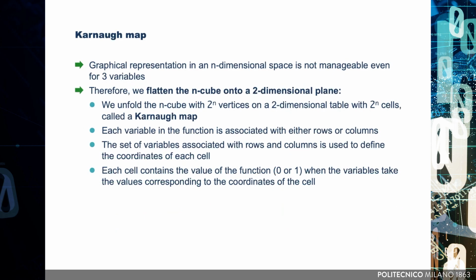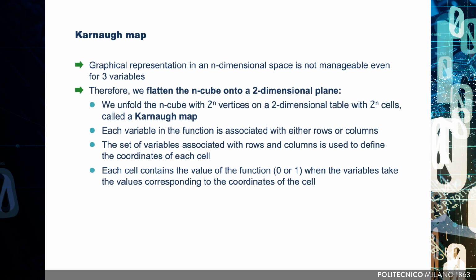The Cartesian representation becomes difficult to handle even with just 3 variables, and even more so as the number of variables increases. For this reason, it is more convenient to transition to a 2D representation by flattening the n cube onto a plane. Specifically, we unfold the n cube with 2 to the power of n vertices onto a table with the same number of cells, forming the so-called Karnaugh map. We assign each function variable either to the rows or to the columns of the map. The set of variables assigned to the rows defines the row index, while the set assigned to the columns defines the column index.